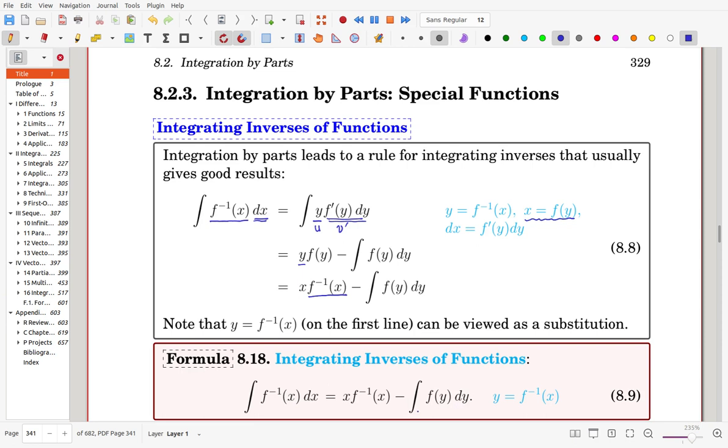Of course, after evaluating this integral, it is a function of y, and y must be replaced with f inverse of x. Right?